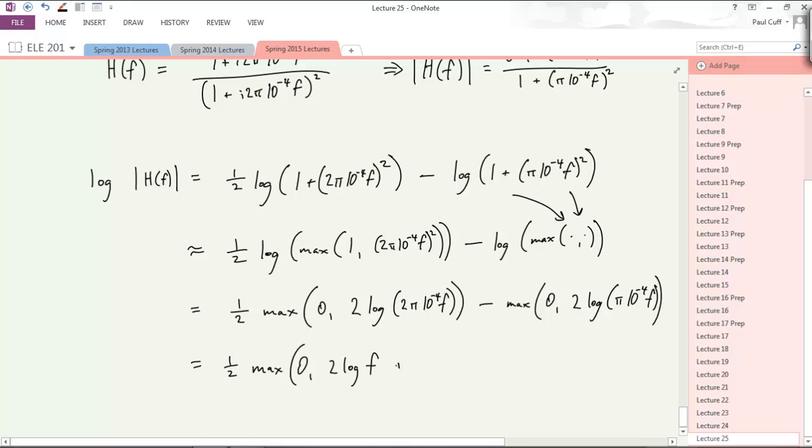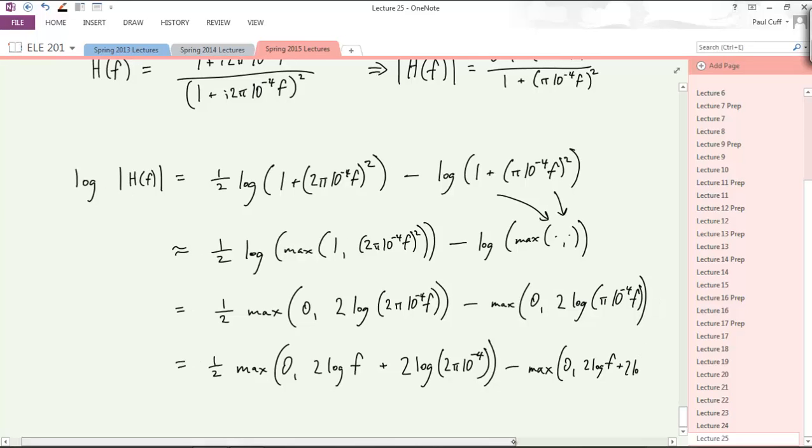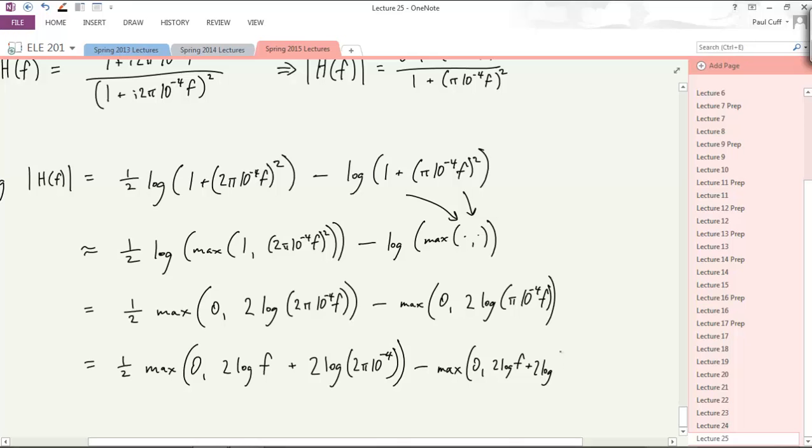plus 2 log some constant here, 2 pi 10 to the negative 4. All right, minus something similar. Max 0, and it's again 2 log f plus 2 log of pi 10 to the negative 4.